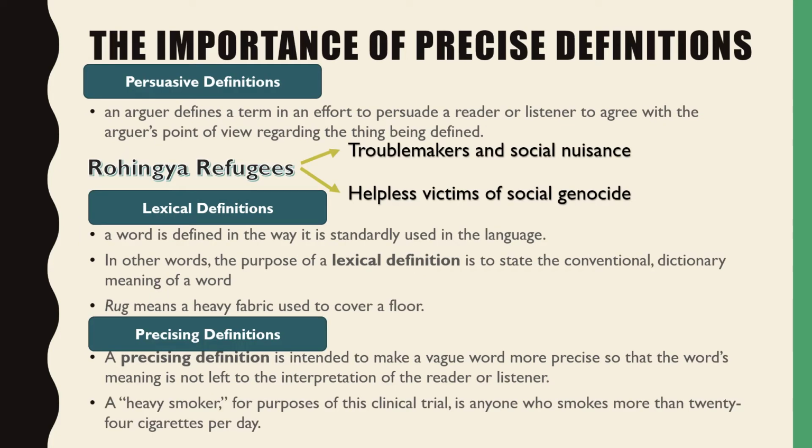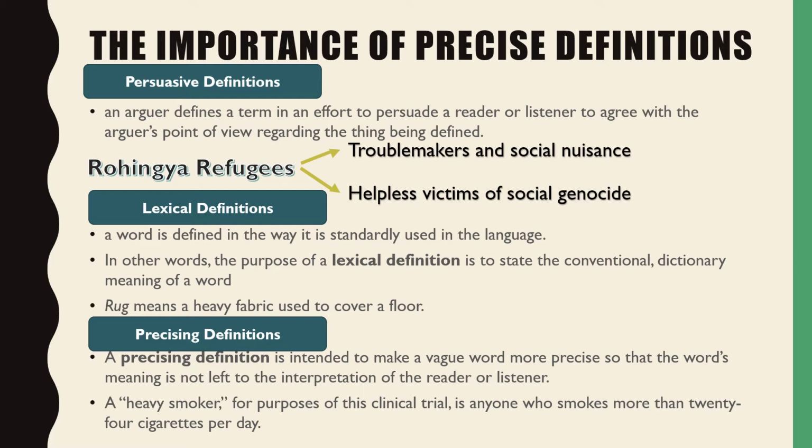Next is persuasive definitions. Now, an arguer defines a term in an effort to persuade a reader or listener to agree with the arguer's point of view. I'll give you an example here. Rohingya refugees. Now, to others, it means troublemakers and social nuisance. But to some, they mean helpless victims of social genocide.